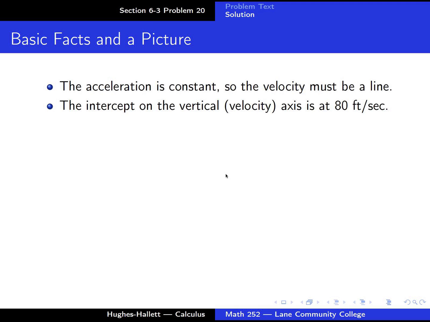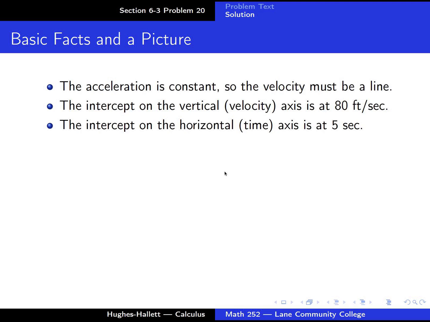Now, we know when time is equal to 0, so when we're looking at the intercept on the vertical axis, we're moving at 80 feet per second. So that gives us the intercept on the velocity axis. And we know that at 5 seconds, we've got our velocity down to 0, so we know that the intercept on the horizontal axis is sitting at 5 seconds. And that's all we need to draw a line. We've got 2 points on the line, so we draw the line.